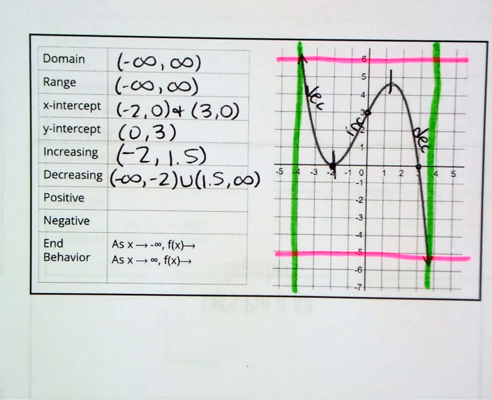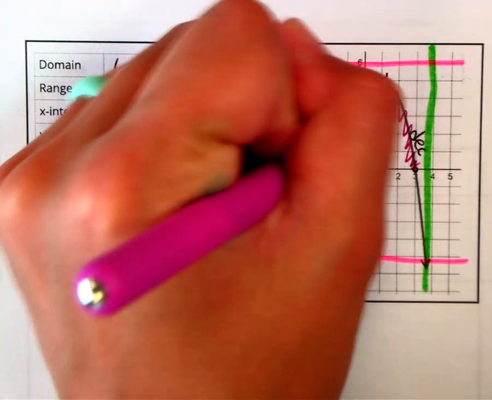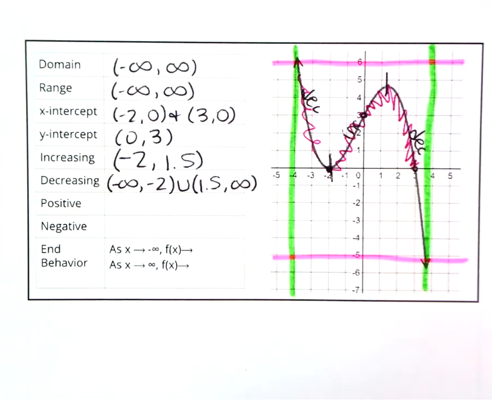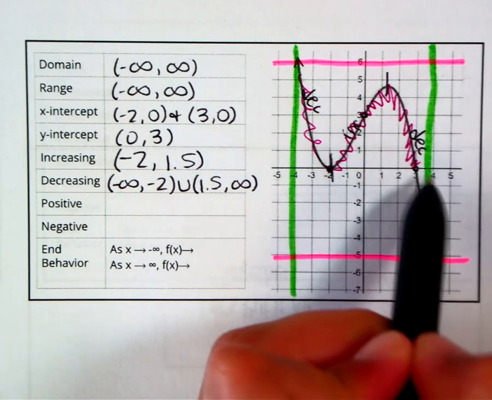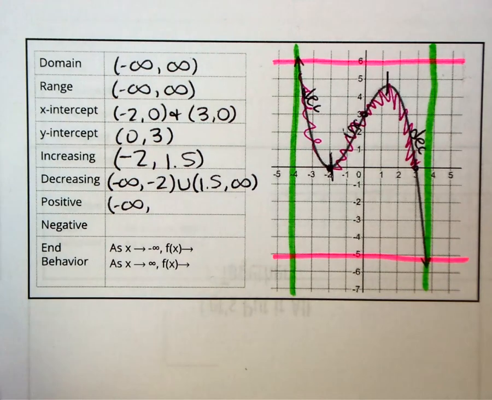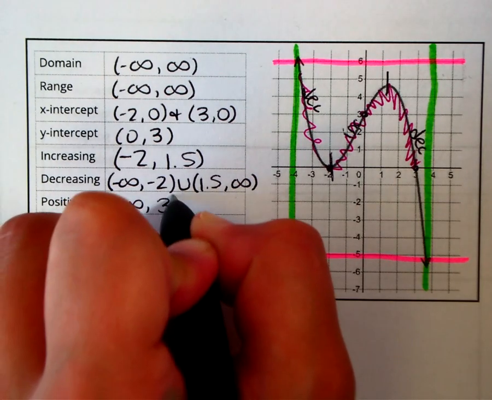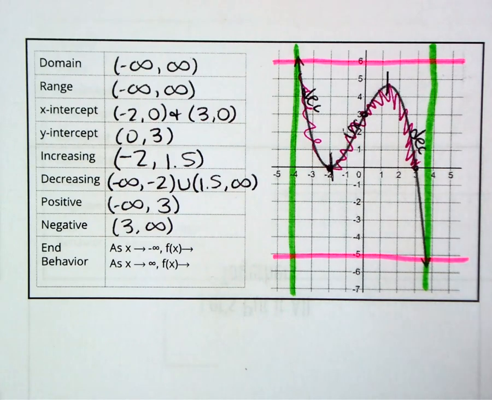My function is actually mostly positive. Most of it is above the x-axis. It stops being positive at that second intercept. So it's positive from -infinity, the beginning of my domain, until 3. And it's negative from 3 until infinity.